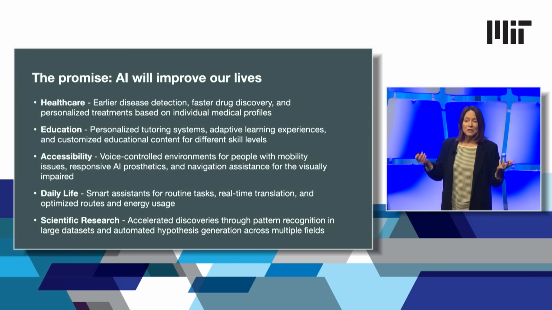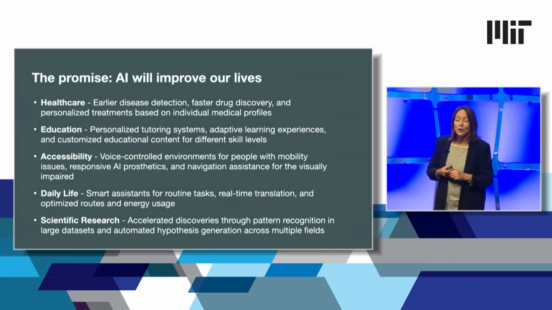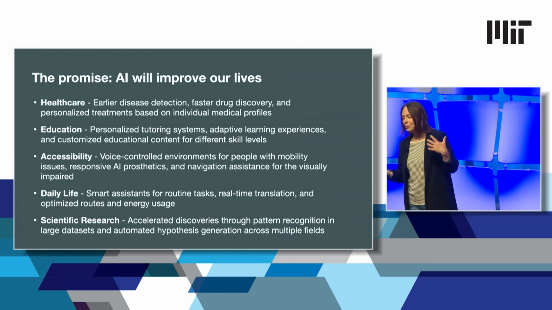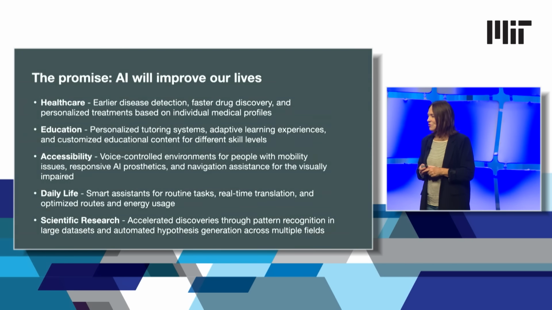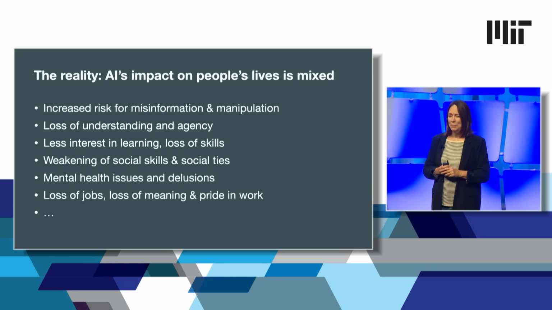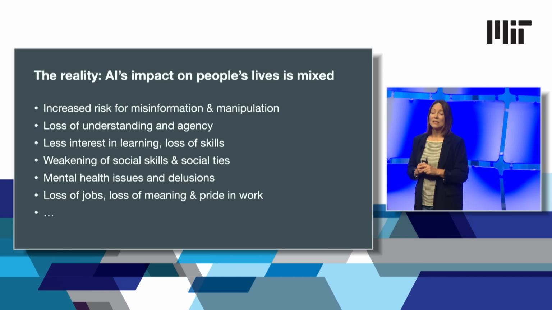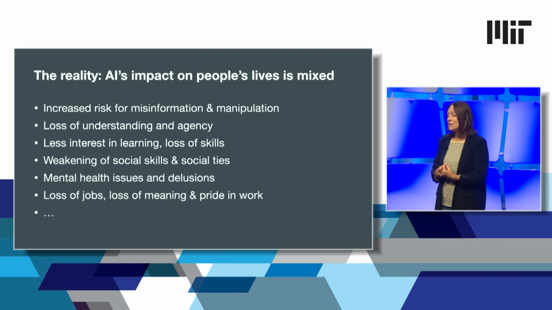The promise is, of course, that AI will improve our lives: healthcare, education, accessibility, performance, our daily life at home, scientific research, etc. But I want to talk today about the reality. I think the reality is much more of a mixed bag of how AI is influencing our daily lives. There is an increased risk for misinformation and manipulation as we increasingly rely on AI to provide us with information.